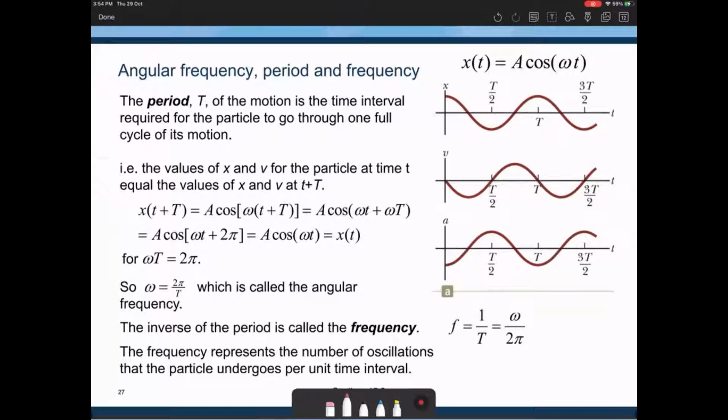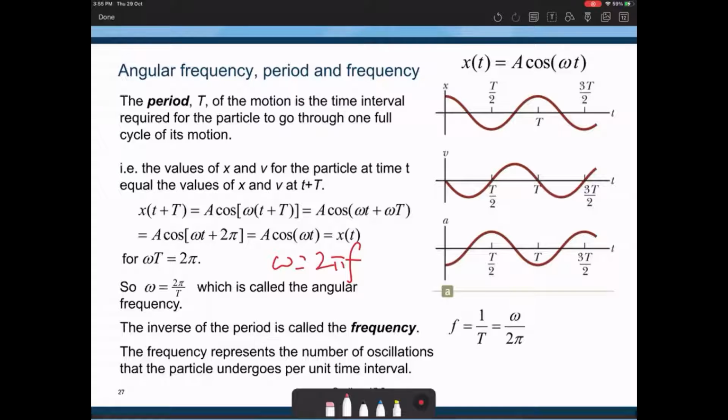Angular frequency and the period of oscillation are something related to the wave. We make use of the fact that omega is equal to 2 pi f. So f is the actual frequency and omega is the angular frequency. Of course, the frequency is related to the period of the oscillation.